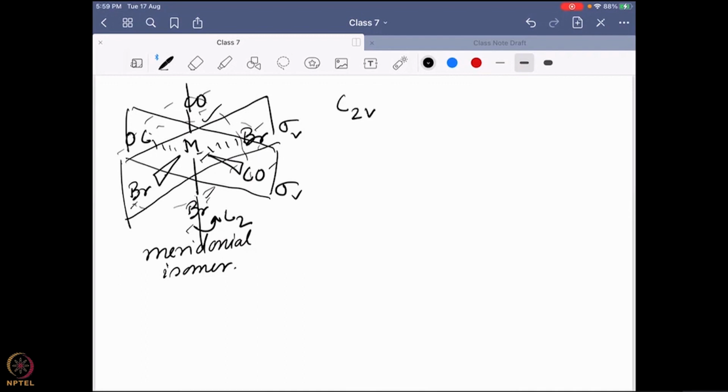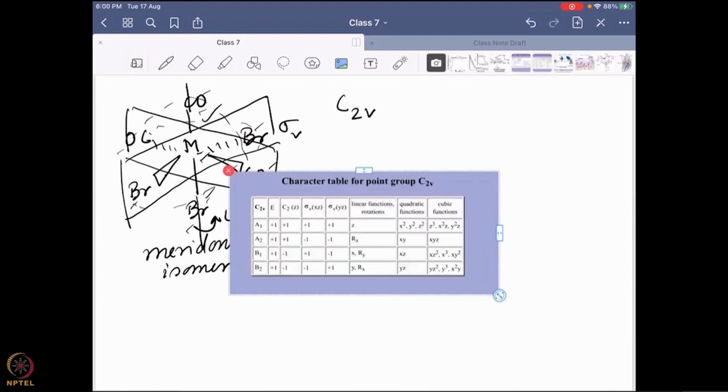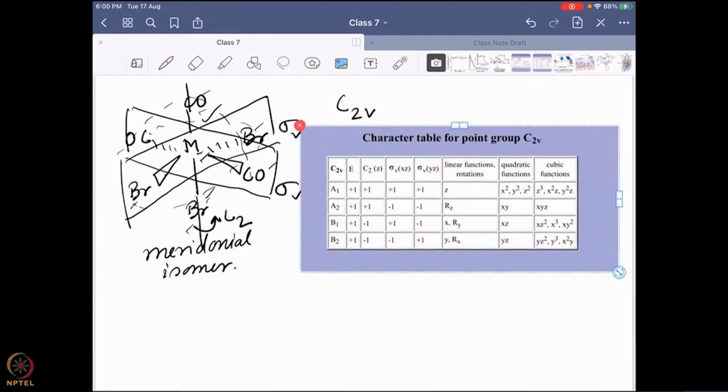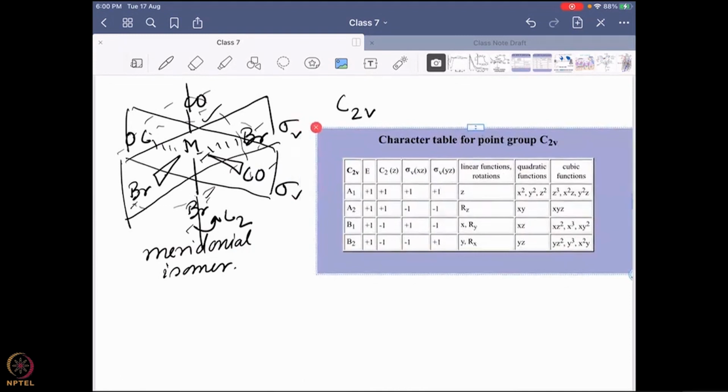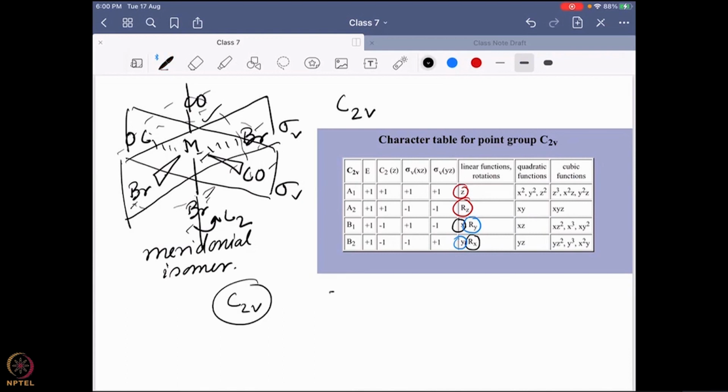So this molecule is also a C2v molecule. Now the question comes, is this molecule chirally active or not? Again, what I need to do is look into the character table of C2v. And what I typically try to find out is whether x and Rx can be activated together. The answer is no. y and Ry, no. z and Rz, no. So this molecule cannot be optically active. Okay, so a C2v molecule is not chiral. It cannot be optically active.